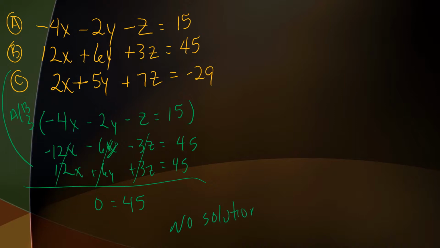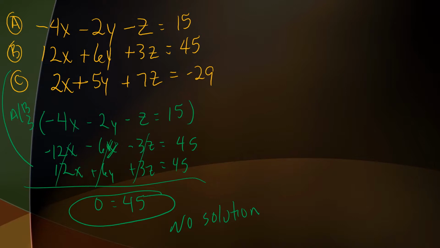Now, I've got to be honest with you, I lucked out. I happened to pick A and B, and boom, I found no solution right off the bat. However, if I picked A and C and then went to B and C, I'm going to see something different happen, but I'm going to end up at the same result. So I'm going to go to the next slide and do that. It might get a little bit tedious, but when I end up in this situation, when I've got a false statement, that's going to be no solution.